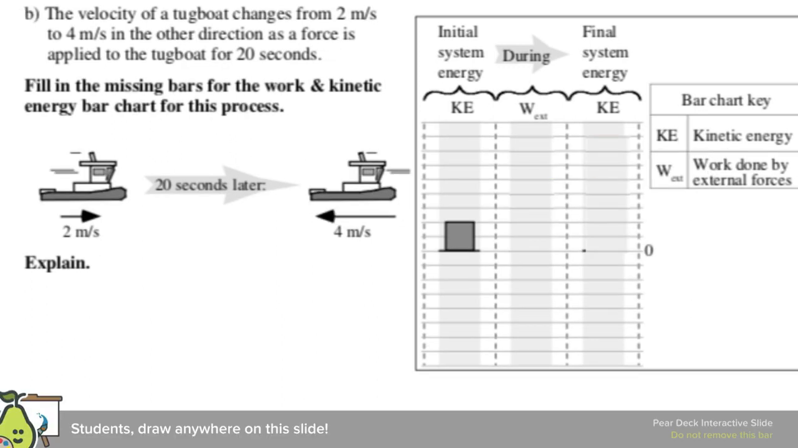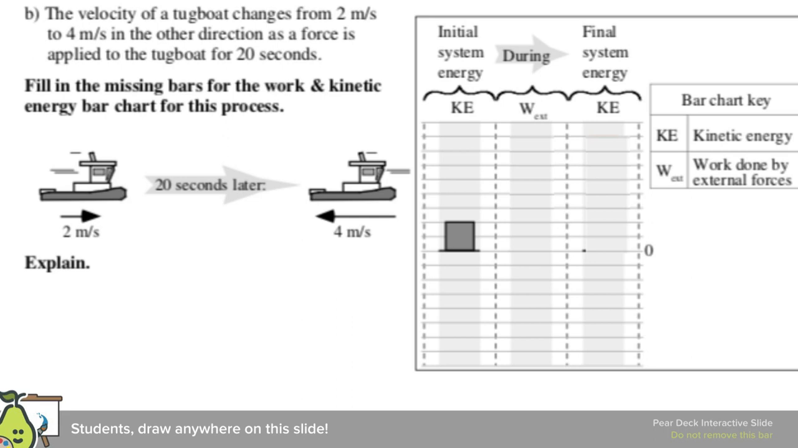All right, the velocity of a tugboat changes from 2 meters per second to 4 meters per second in the other direction as a force is applied to the tugboat for 20 seconds. Now we have to be real careful about how they drew stuff here. This little arrow is not the force being applied. It's just that time moves this way. The force, of course, has to be applied the other way because this thing has to slow down and then turn around. So they tell us that, again, let's represent the initial kinetic energy as 2 bars.